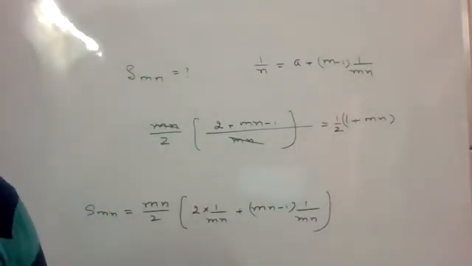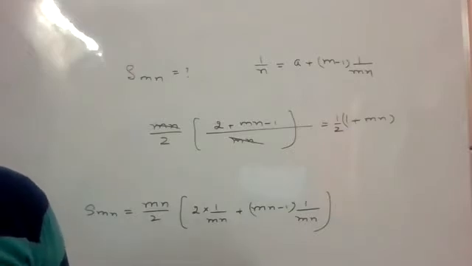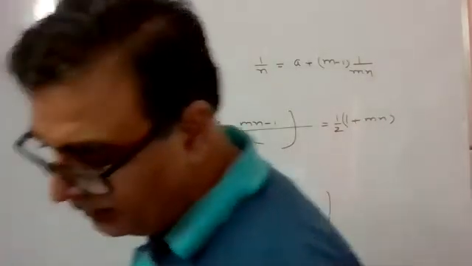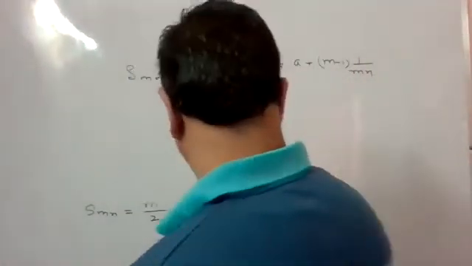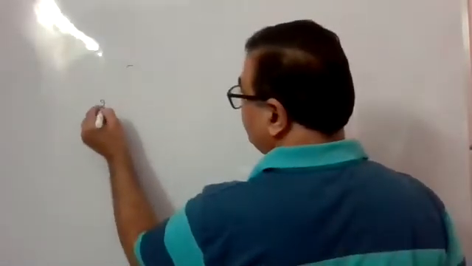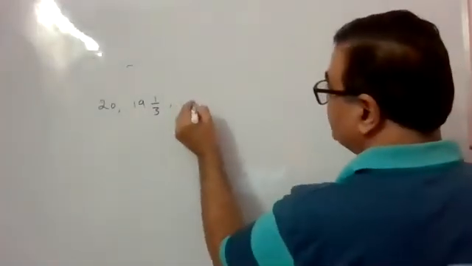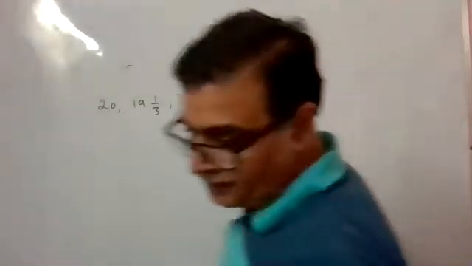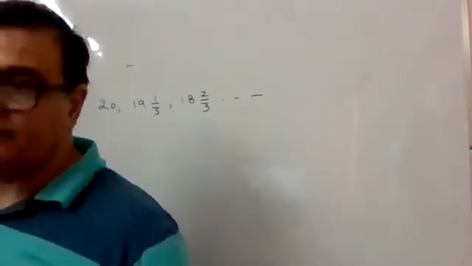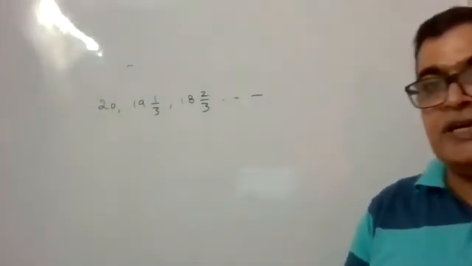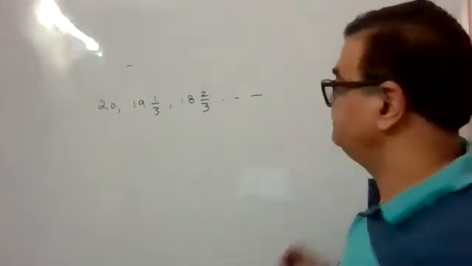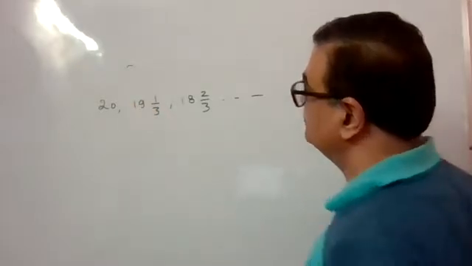Next question, please. How many terms are there in the series 20, 19 1/3, 18 2/3, and so on, which makes the sum as 300?